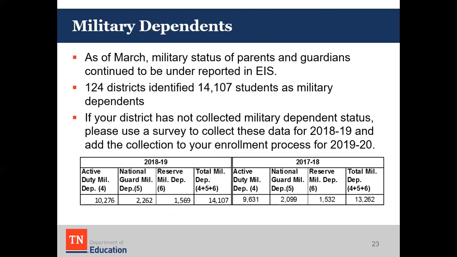Military dependents. As of March, military status of parents and guardians continued to be underreported in EIS. 124 districts identified 107 students as military dependents. However, the actual number is likely much higher. If your district has not collected military dependent status, please use a survey to collect these data for 2018-19 and add the collection to your enrollment process for 2019-20.